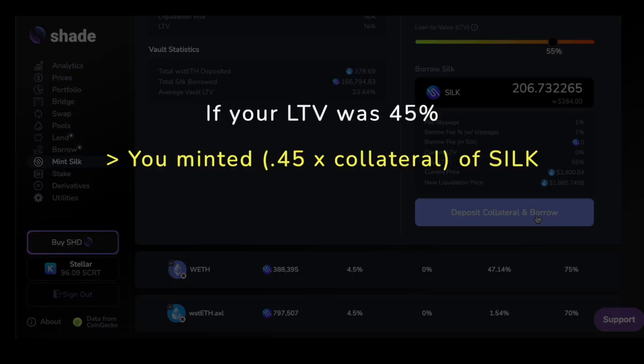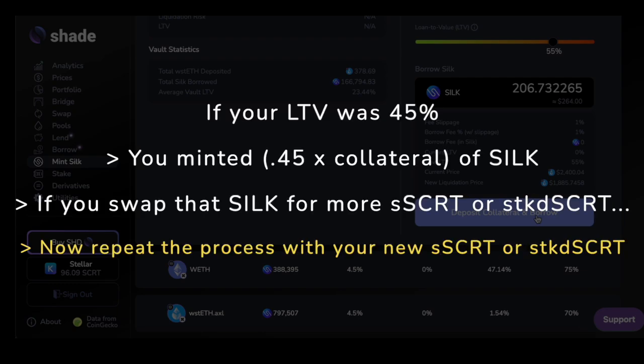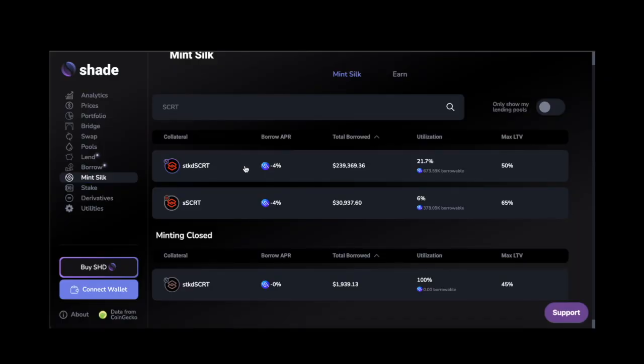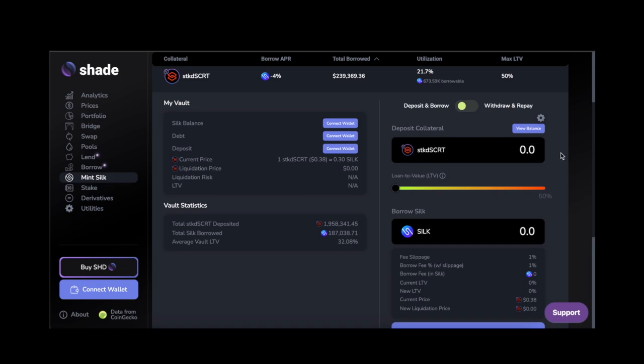Go through the process we just described and mint your Silk. Now, once you have that Silk in hand, you're going to swap it for the same asset. Let's say you did it with Secret, so you're going to swap that Silk for Staked Secret. Now you come back to the minting vault, deposit it again to mint more Silk at probably the same LTV, 45%. You are now doing your second loop here. You're increasing the amount of exposure that you have to Staked Secret using this looping strategy. It is functionally a way of leveraging long that particular asset.